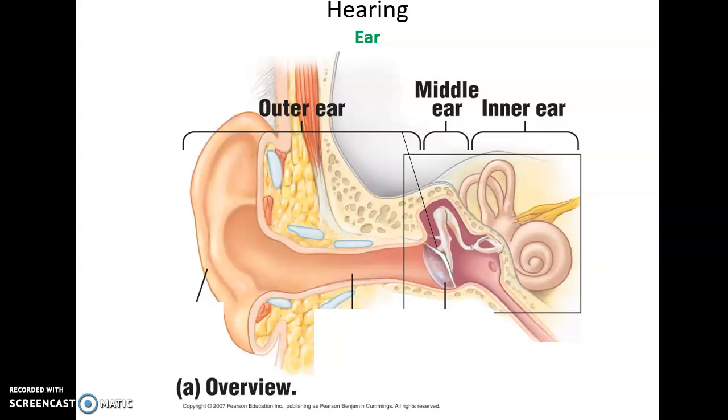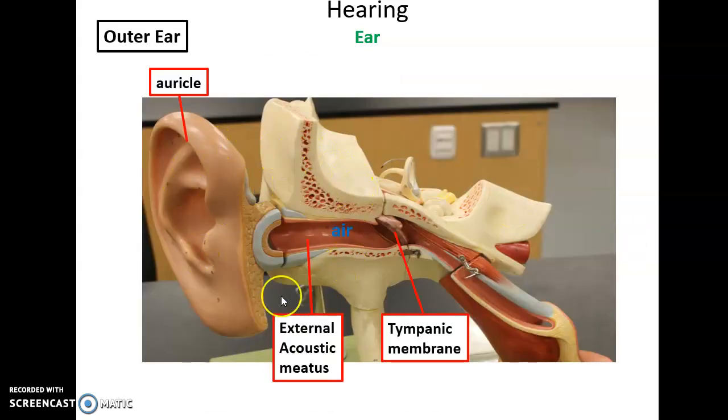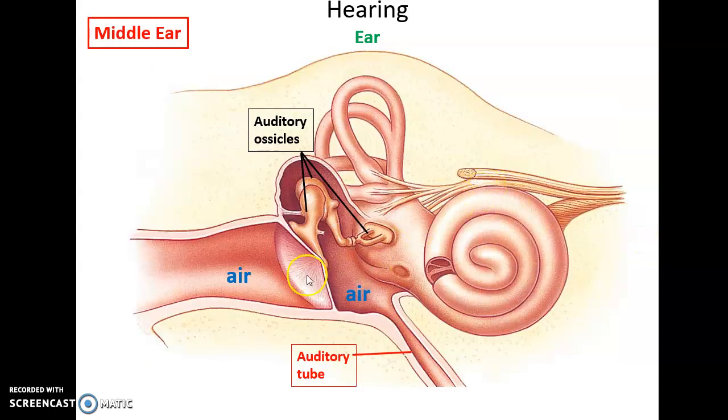Here is the overview cartoon of the ear. The ear is broken into three areas: the outer ear, the middle ear, and the inner ear. The outer ear is composed of the auricle, this big fleshy part that you can get pierced if you're so desiring. It funnels sound waves into the external acoustic meatus, that is air filled, also known as the ear canal. And then those sound waves hit the tympanic membrane or eardrum. This then transmits the vibration into the middle ear.